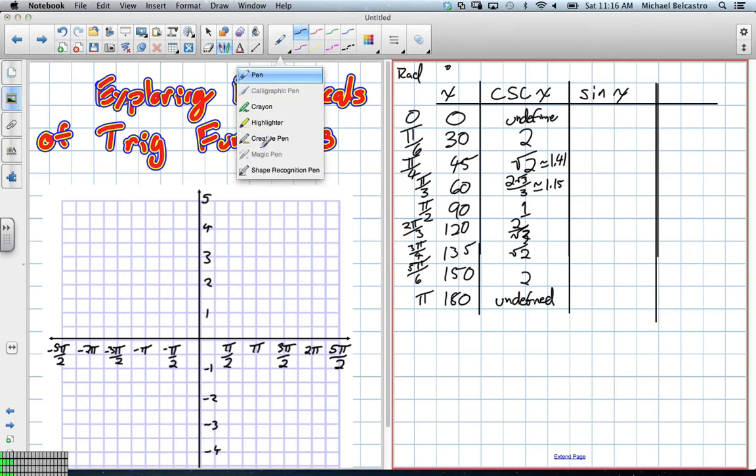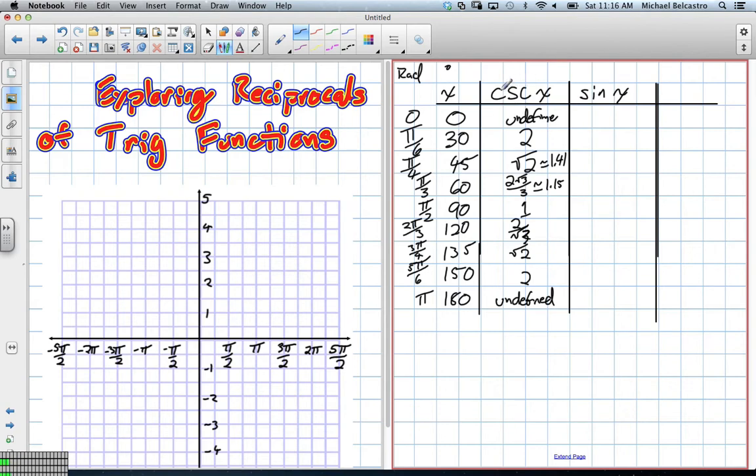So if we're going over, oh yeah, I can't do that. Exploring reciprocals of trig functions, okay? So we've used the chart to essentially fill out our cosecant x. And we have our degrees and our radians here, okay?